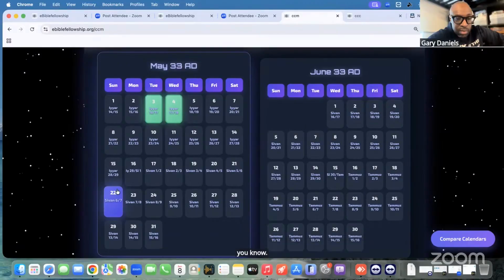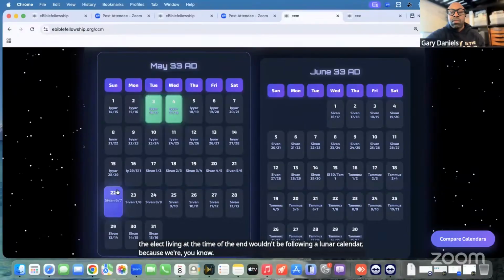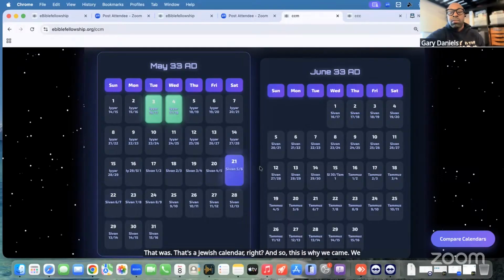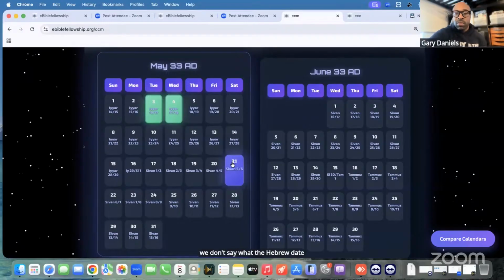And this is letting us know that God foreknew that around 2011, that era, we would be using a solar calendar, right? He knew that the elect living at the time of the end wouldn't be following a lunar calendar, because that's a Jewish calendar. And so this is why we come up with dates like May 21 for Judgment Day. We don't say what the Hebrew date is, we say what the Gregorian date is.